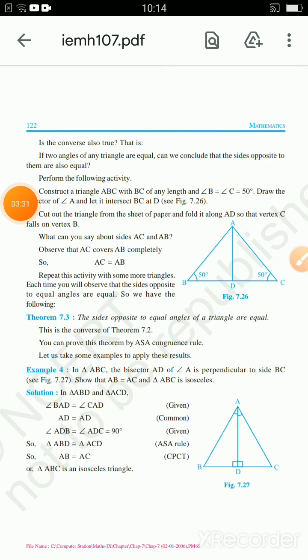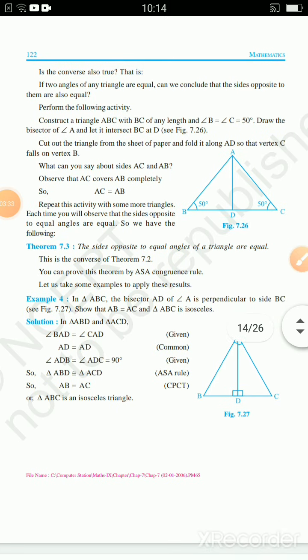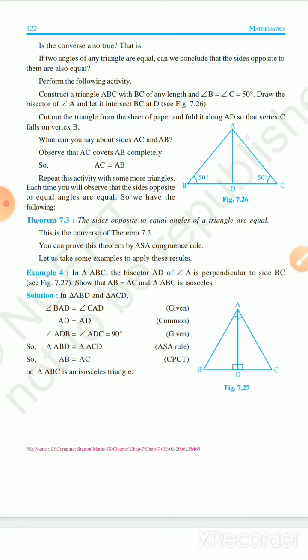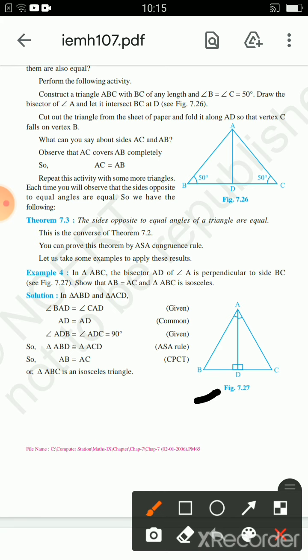Now let's come to the examples. Example 4 is: in triangle ABC, the bisector AD of angle A is perpendicular to side BC, as shown in figure 7.27. You have to show that AB is equal to AC and ABC is an isosceles triangle. What are you going to take? You are going to take triangle ABD and triangle ACD, in which angle BAD is equal to angle CAD. It is given to you.